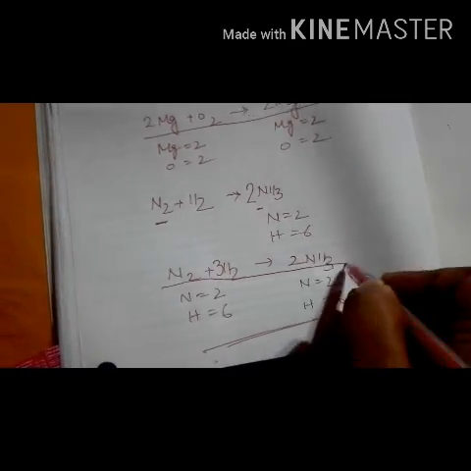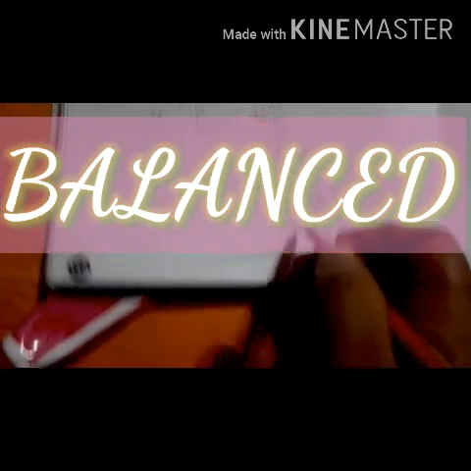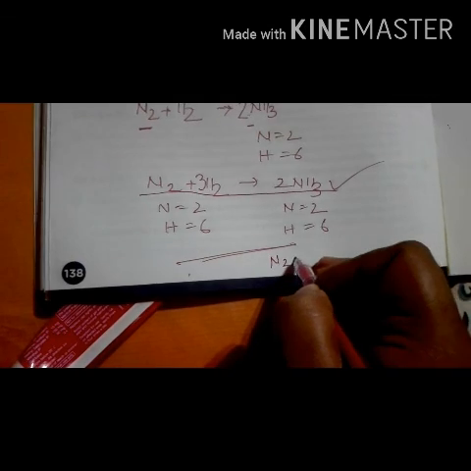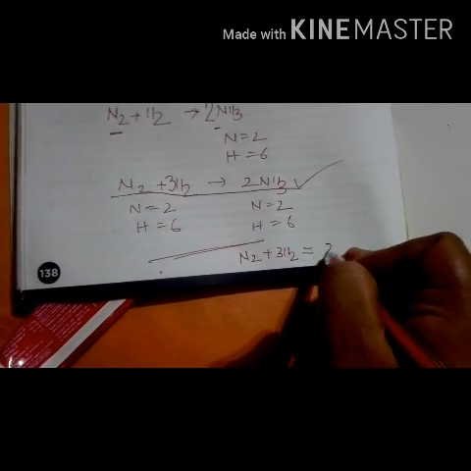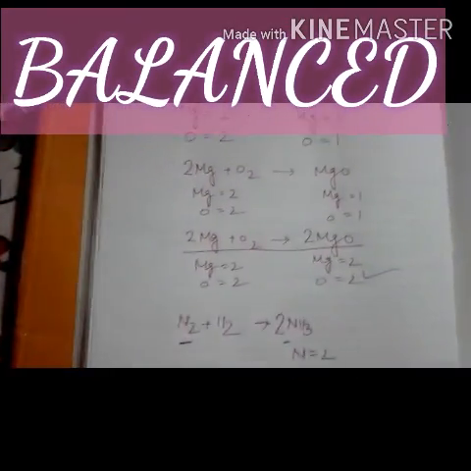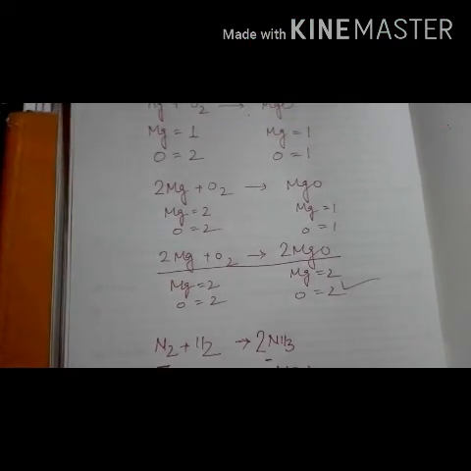This is the way of balancing. How can we balance? This is the balanced equation, and when we write this balanced equation properly, at last we write N2 plus 3H2 with an equals sign, because it is balanced already, giving 2NH3. So this is the way by which we can balance this equation properly.